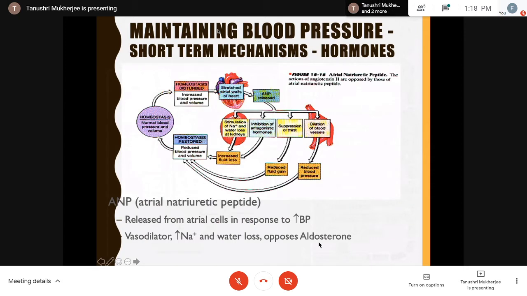And the atrial natriuretic peptide is one of the regulators. This is a vasodilator. There is increased sodium and water loss, so it opposes the aldosterone. It is released from atrial cells in response to increased blood pressure.